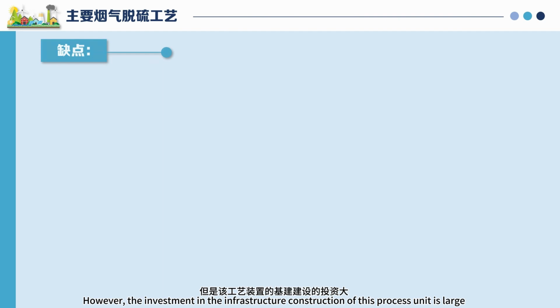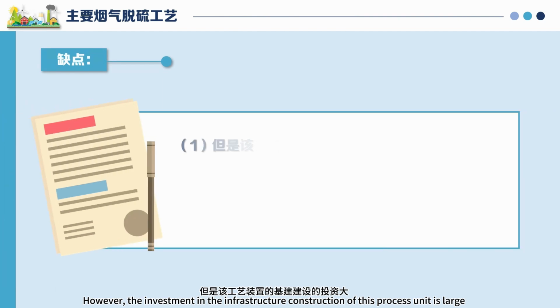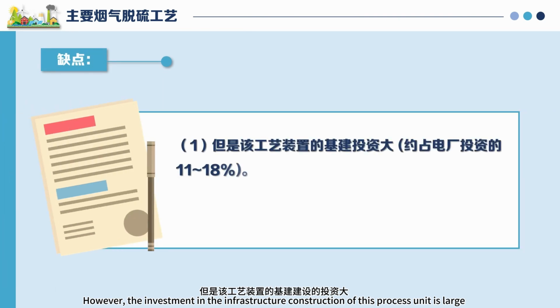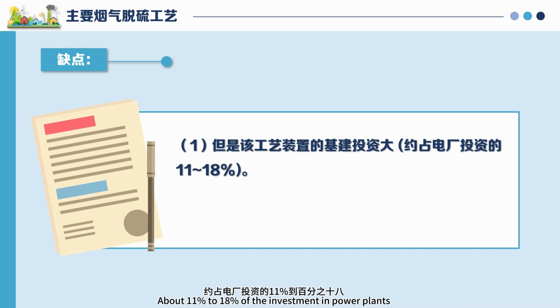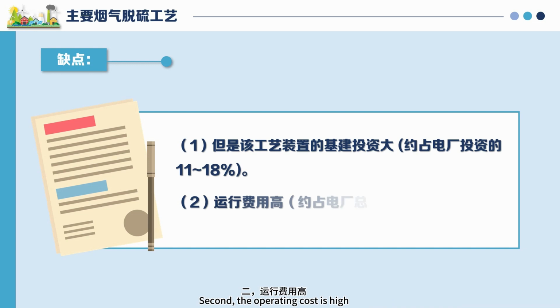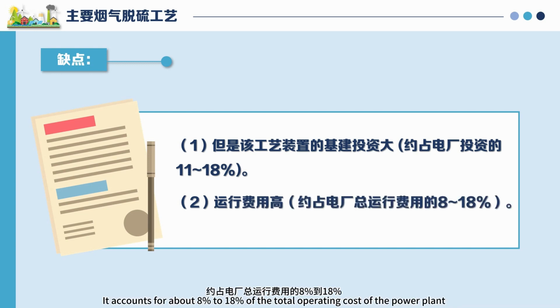Disadvantages. First, the investment in the infrastructure construction of this process unit is large, about 11% to 18% of the investment in power plants. Second, the operating cost is high. It accounts for about 8% to 18% of the total operating cost of the power plant.